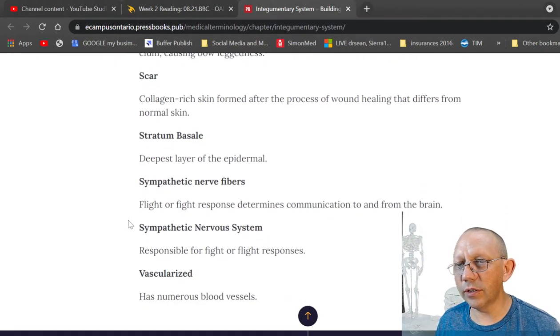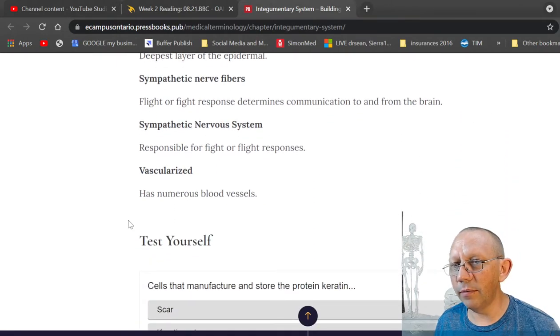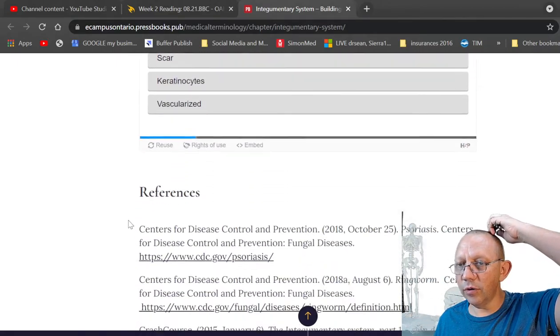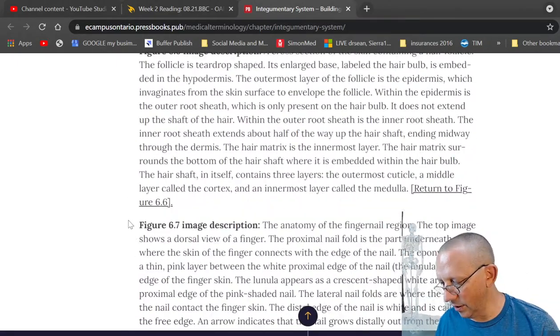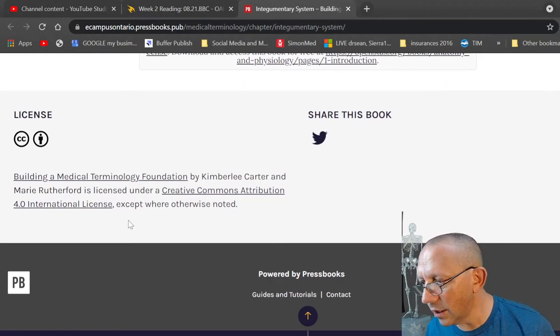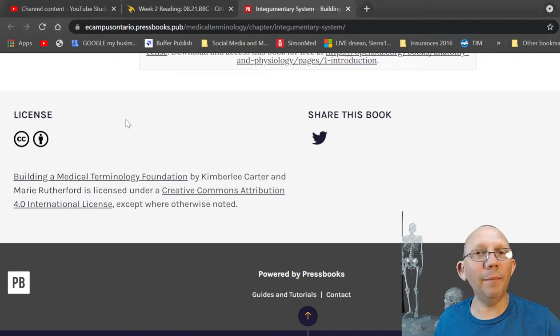Okay, scars, stratum basale, sympathetic nerve fibers, and vascularized. So there you go. You can go through the entire list. There's the entire chapter. Wow, gee whiz. We just did 15 minutes. I'm going to leave this one at that. We're going to do another chapter later on.